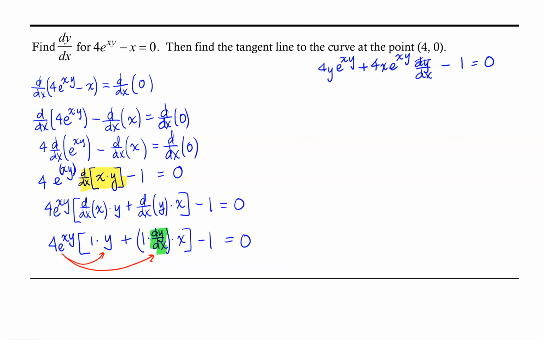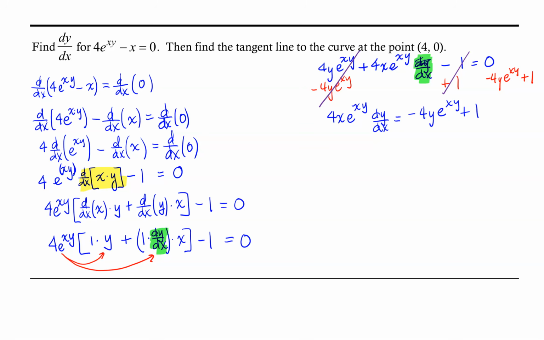Now again, remember we're wanting to solve for dy/dx to be able to find that slope of the tangent line. So let's subtract the 4y e to the xy and add the 1 to the other side of the equation. So minus 4y e to the xy plus 1. So on the left-hand side, the first term is gone and the third term is gone. And we're left with 4x e to the xy dy/dx equals negative 4y e to the xy plus 1. And now if we divide both sides of our equation by 4x e to the xy, we will have our dy/dx and we will know what the slope of the tangent line is.